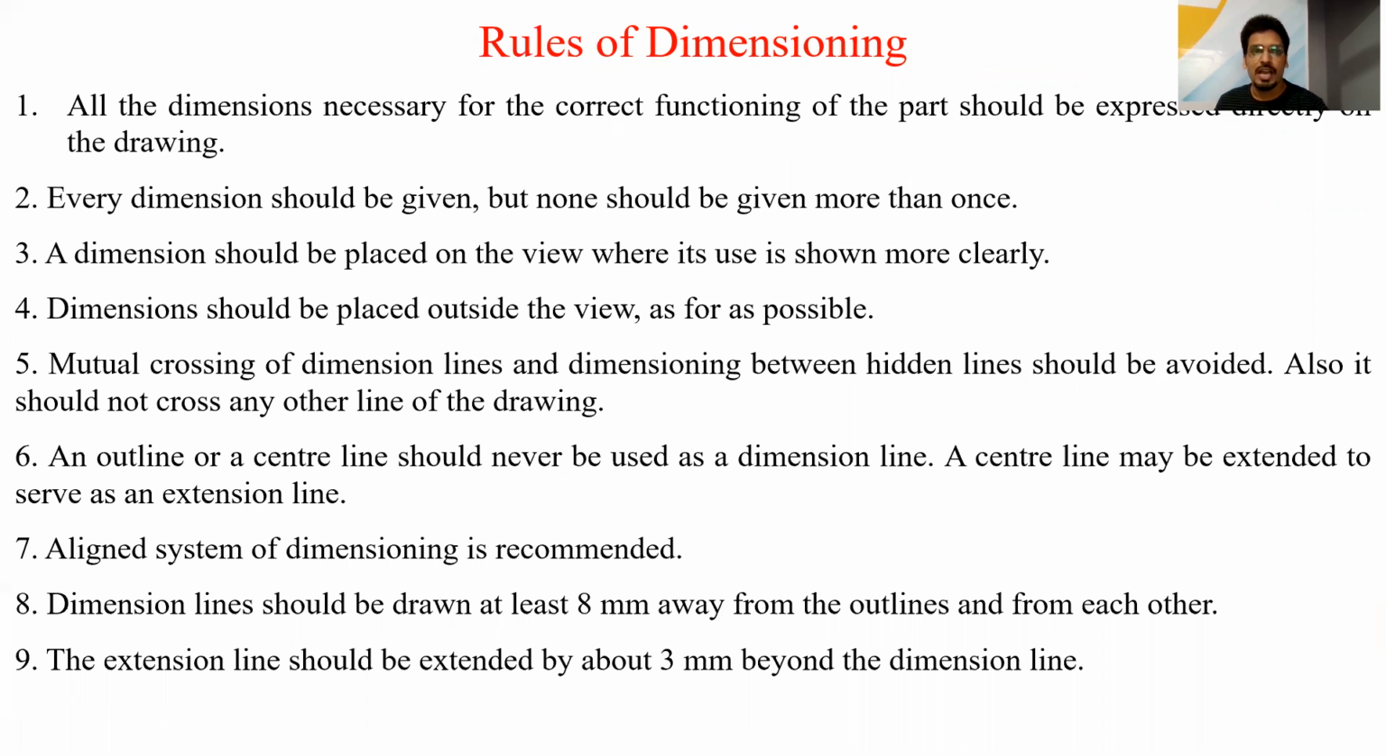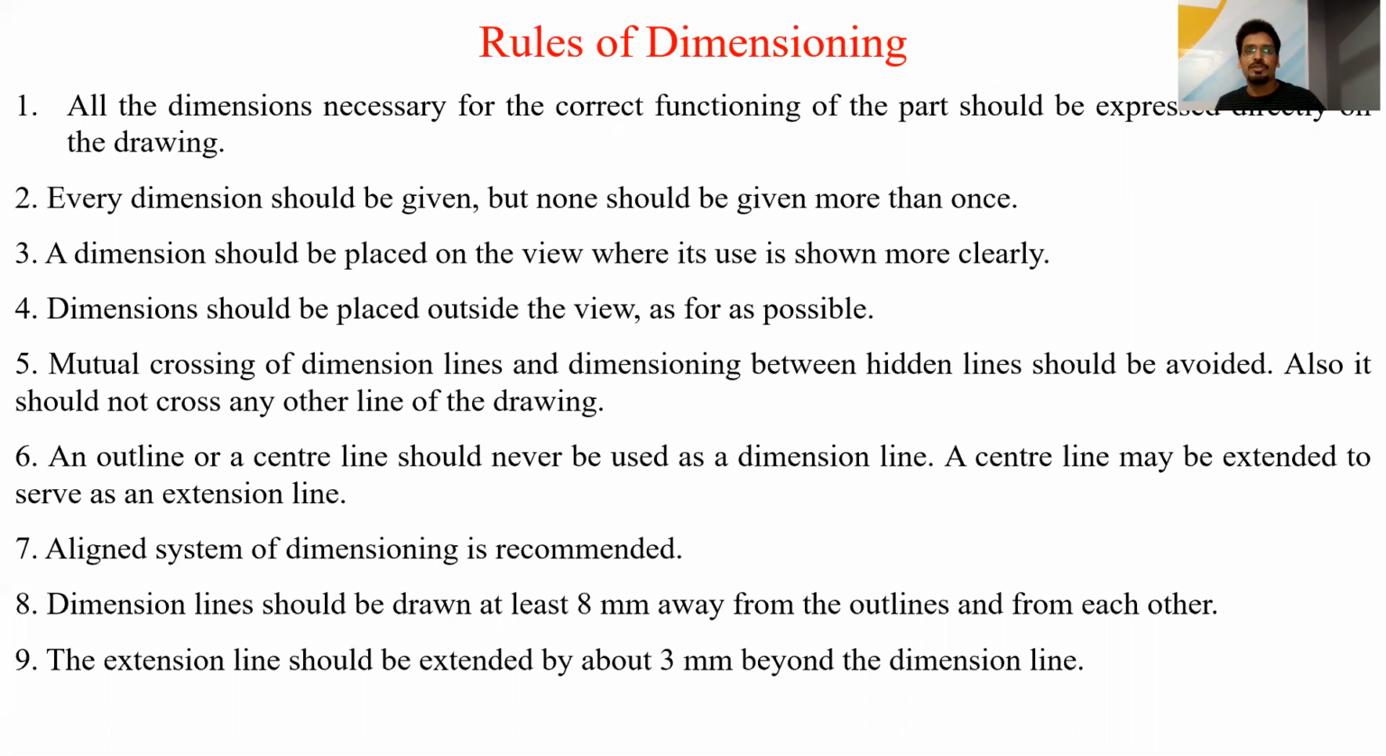Second one is every dimension should be given, but none should be given more than once. For example, there is a symmetry and there are 10 lines of 10 mm in the same drawing. So we have to give the dimension to only one line that will show you 10 mm, and the other lines themselves indicate that each line is of 10 mm.